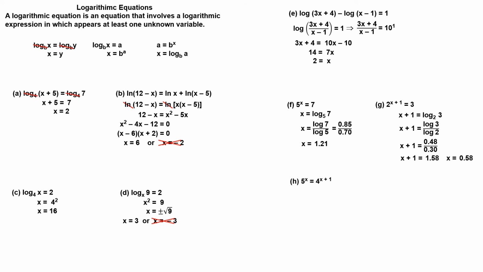Take common logarithms of both sides. We use the power rule of logarithms to bring down the exponent and multiply out brackets. Collect like terms. Factorize and divide.